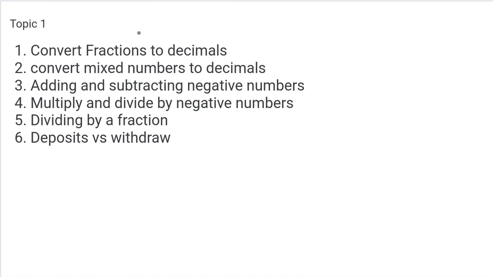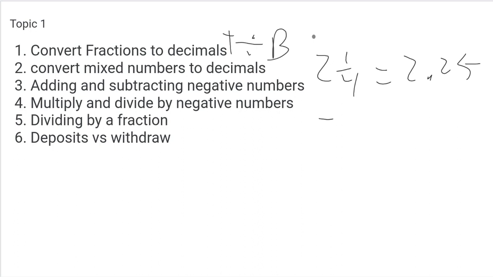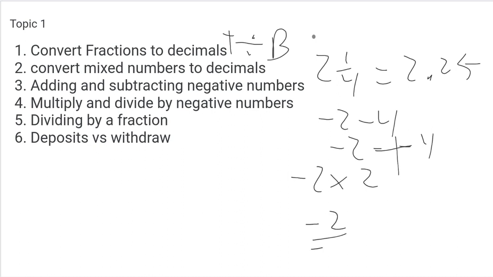So in topic 1, we convert fractions into decimals, and we do that by dividing the top by the bottom, converting mixed numbers into decimals. So that's like 2 1/4. This is the same as 2.25. Adding and subtracting when negatives are involved and making it into positives perhaps. Multiplying and dividing with negatives. And if there are 2 negatives present, turning it into a positive.